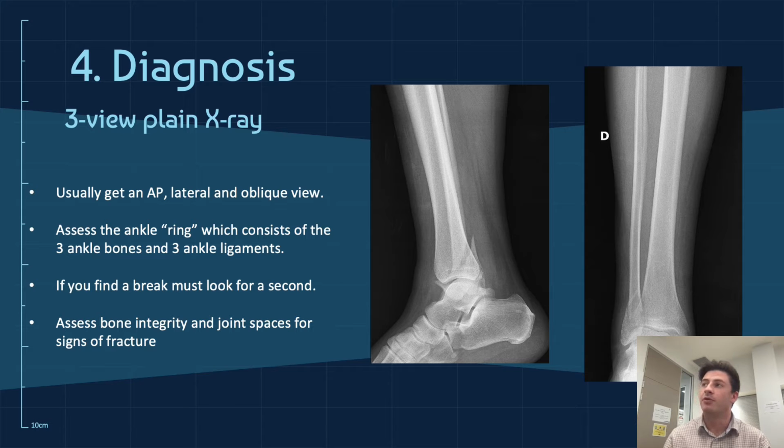Obviously we've gone through in previous videos that the reasoning for multiple images is that you can see different fractures and see different displacement of fractures on the different views.